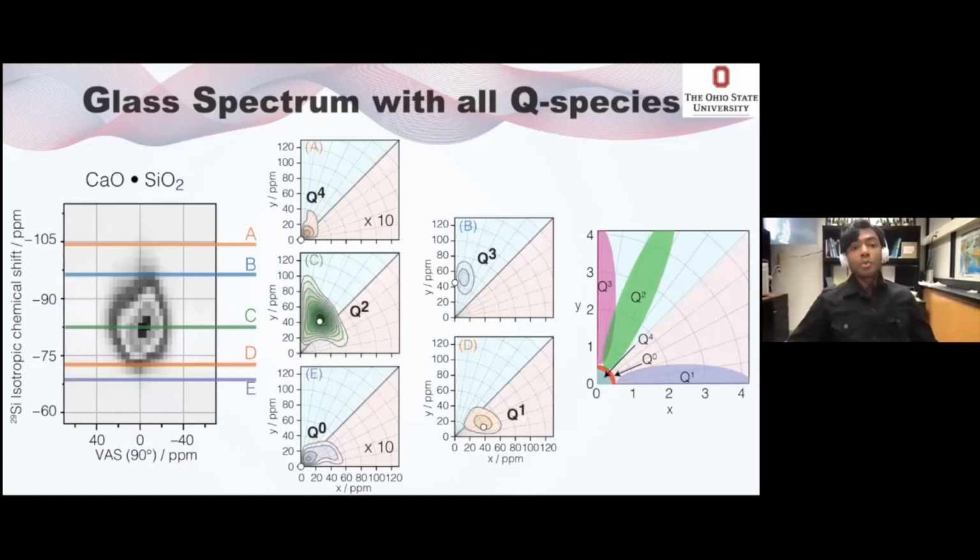So up till now, what I've shown is a distribution that only had two species, a Q4 species and a Q3 species. But here is an example of a calcium silicate glass where you have all the species present. So starting from A, where you see a Q4, then moving on to B, where you see a Q3, and then C, where you have a Q2, and then to D, where it goes down to a Q1, and then at E goes back to a Q0, and this is all consistent with the mapping that I've shown earlier.